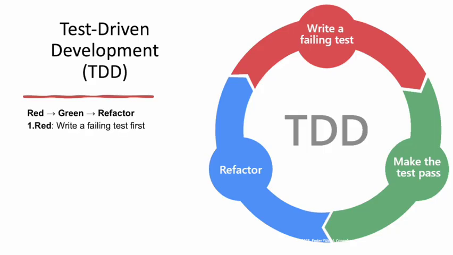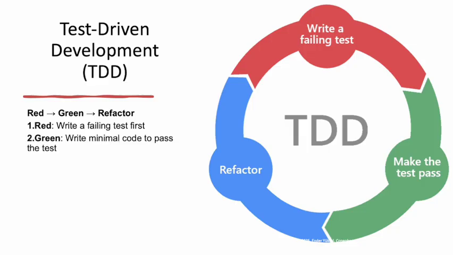Red phase. You write a test for functionality that doesn't exist yet. The test fails, or turns red, in the test runner because there is no code to make it pass. For example, you might write a test for calculateDiscount before you've written the calculateDiscount method. The test will fail because the method doesn't exist yet.